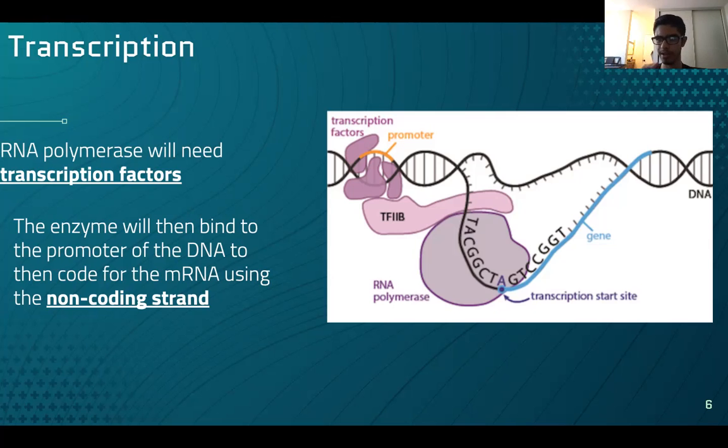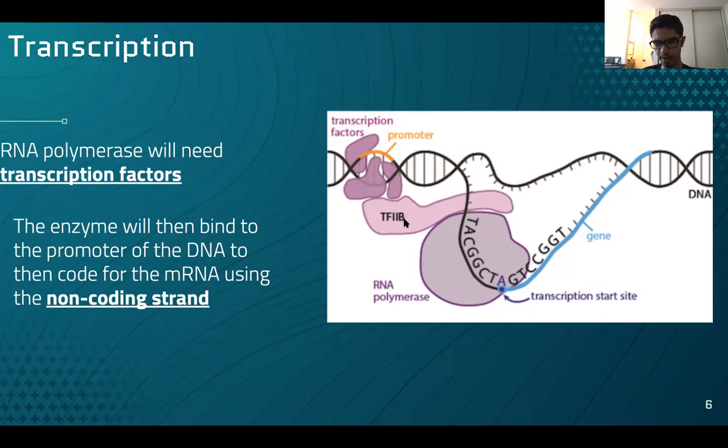And also, there's a similarity to the replication process here. The mRNA strand is basically in the same directionality as the leading strand. So it is being built in the 5' to 3' direction, but being read in the 3' to 5' direction. So mRNA has the same directionality as the leading strand.